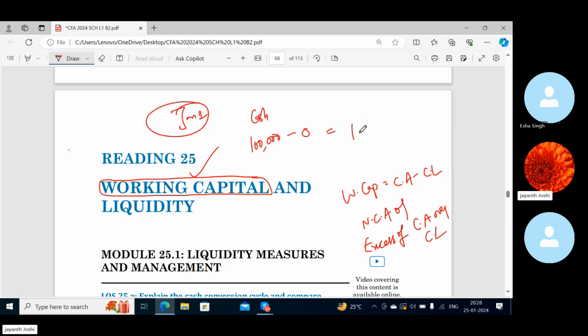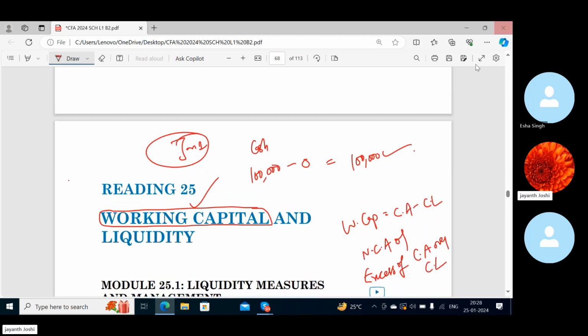So what is my working capital? 100,000. This is the one which I will be using to run my operations smoothly, or I will be fulfilling all my financial needs, whatever I have on daily basis. If I have a financial need of 10,000, I can use this 100,000 to fulfill this need of 10,000 as of today, right? So this is the concept of working capital.